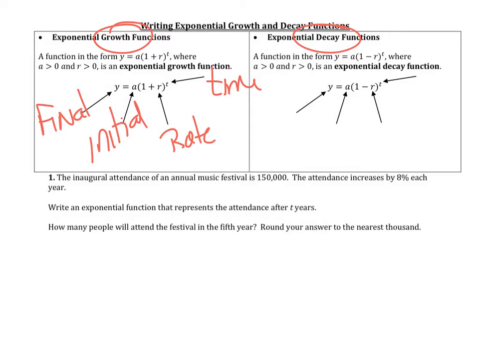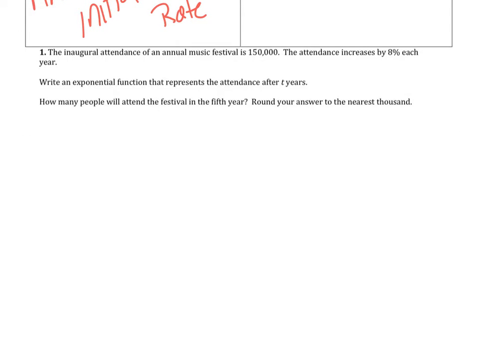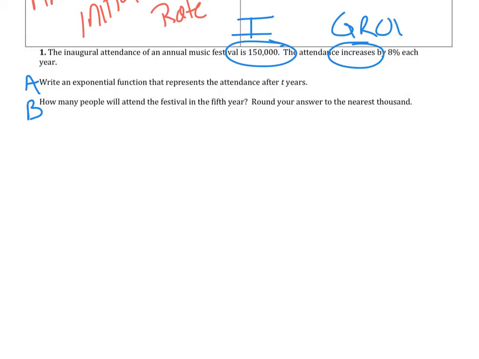So here we are ready for our first attempt on this problem. So let's go ahead and label this question A and this question B. The inaugural attendance of an annual music festival is 150,000. The attendance increases by 8% each year. So what jumped out at you? Well, bam, initial. So circle that, put an I. Increases. You've got to say growth right there if something increases.